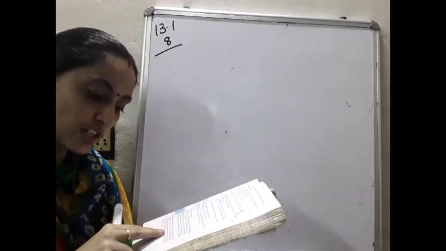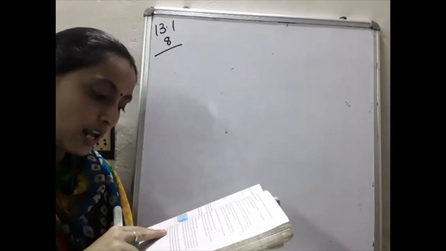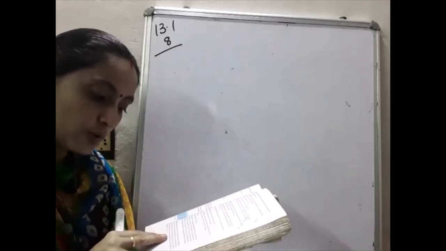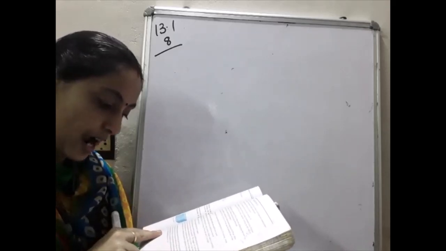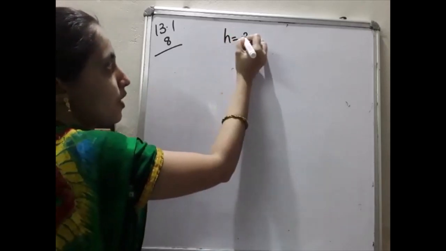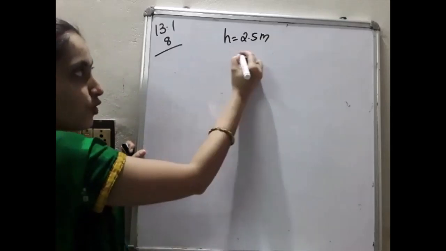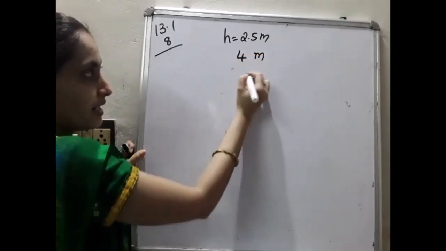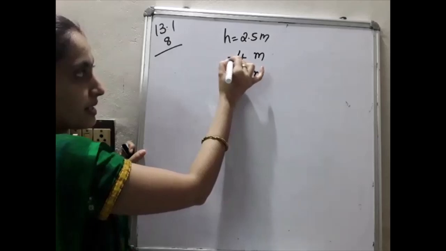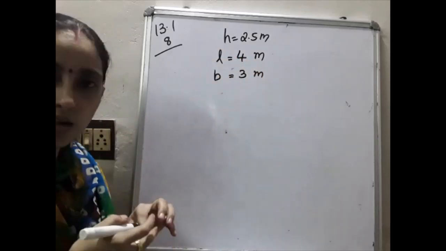Assuming that stitching margins are very small and therefore negligible, how much tarpaulin would be required to make the shelter? Height is given as 2.5 meter and dimensions 4 meter by 3 meter. So 4 meter represents length and 3 meter represents breadth.